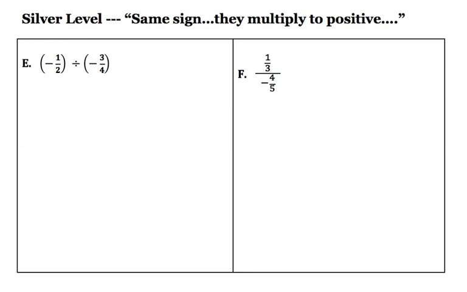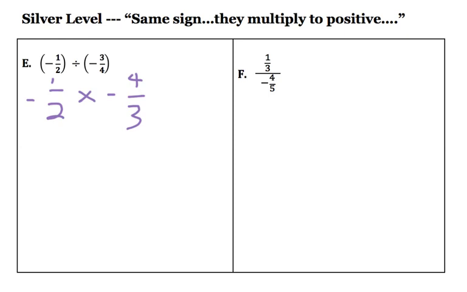Alright, so continuing on, this is called the silver level because some of the problems are negative fractions. So the process is still the same. -1/2 divided by -3/4. I see that we're dividing fractions, so I'm going to use KCF to change things into multiplication. -1/2, I keep that. Division, I change that into multiplication. And -3/4, I flip to its inverse of -4/3.